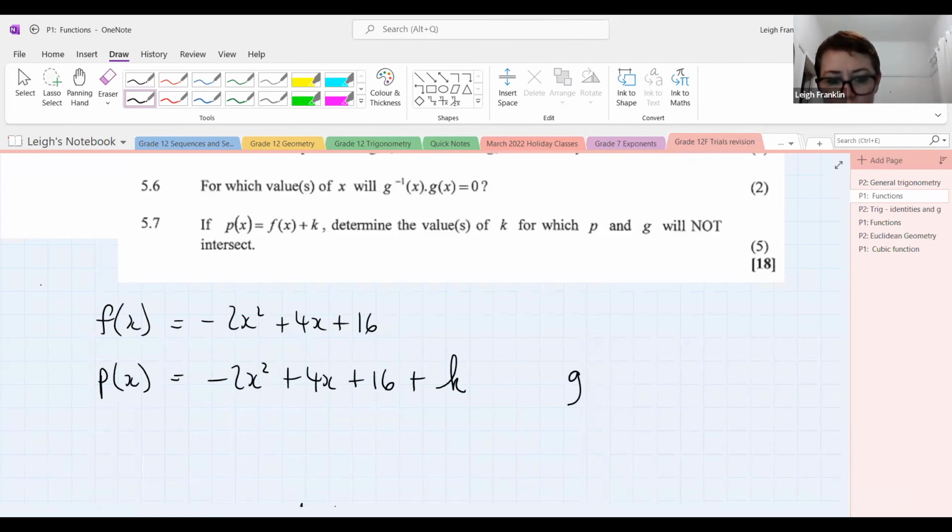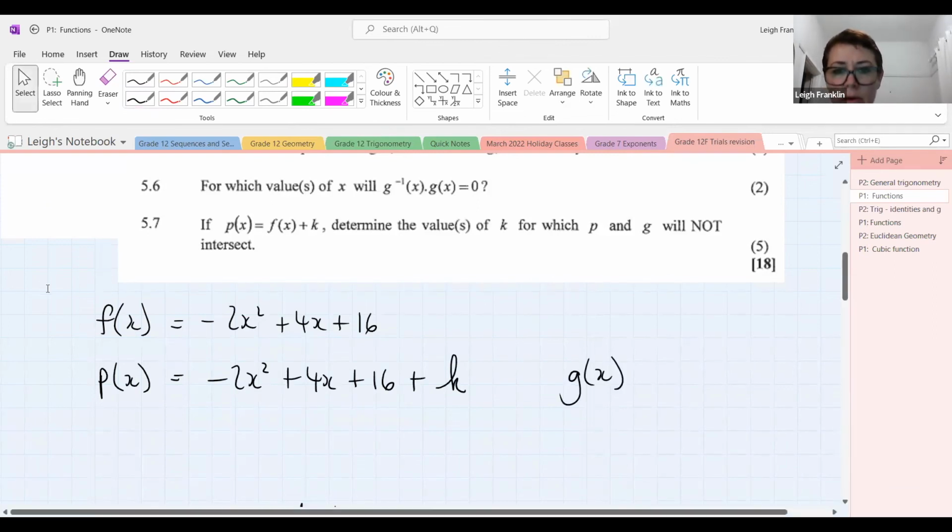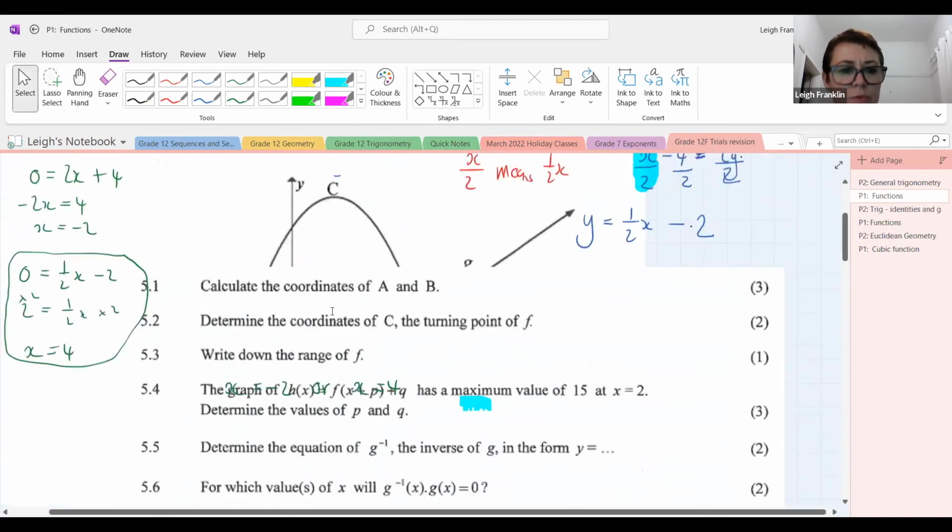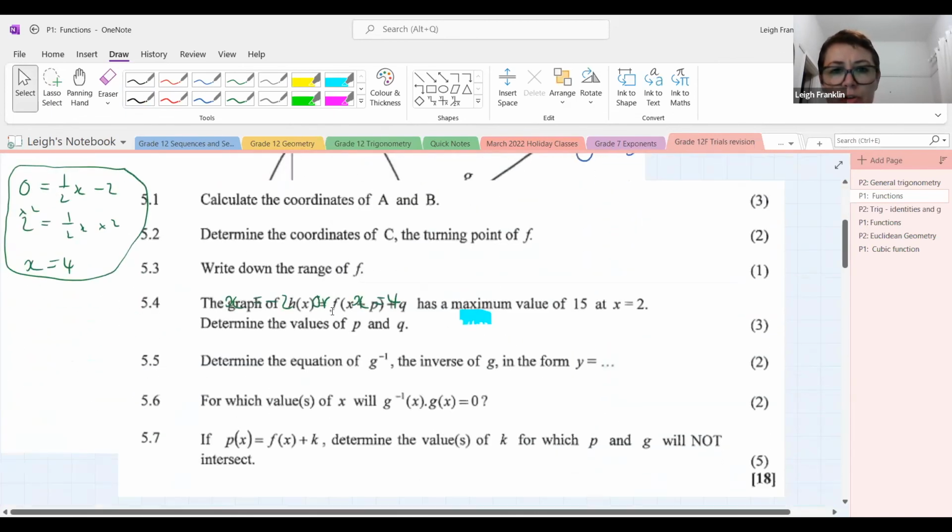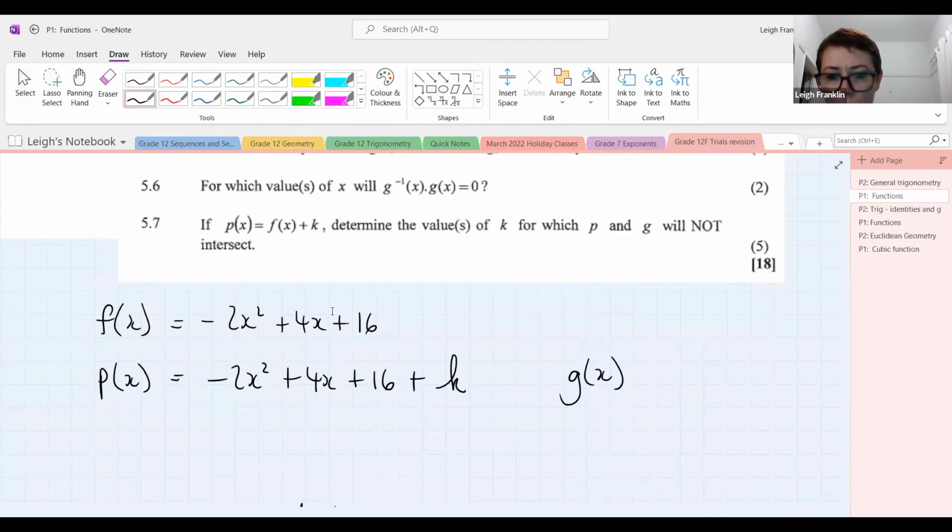Remember g of x, and again, this is difficult to see because we've got to go up and down here. G of x is 2x plus 4. So when they say to us, determine the values of k for which P and G will not intersect, the words not intersect, yes, we finished with answering question 5.6.